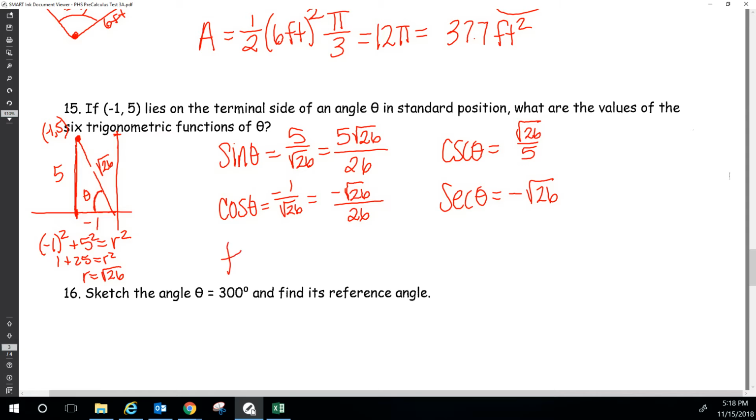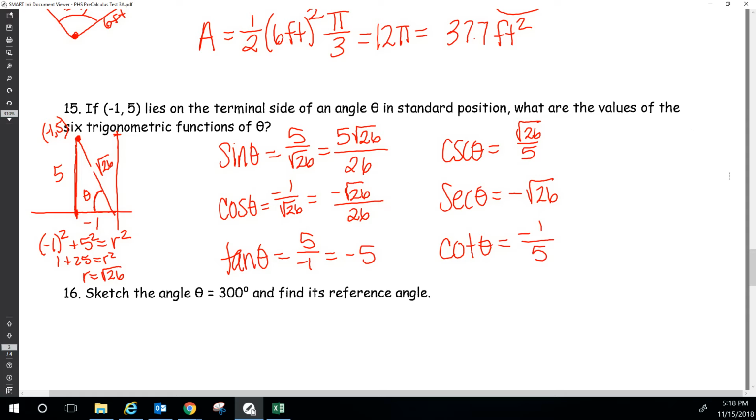And then tangent theta and cotangent theta are a little nicer, no square roots here. So tangent theta is opposite over adjacent, 5 over negative 1, or negative 5. Cotangent theta is the inverse of this guy, so negative 1 over 5.